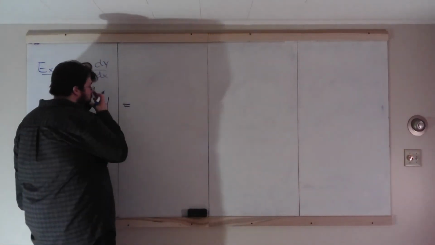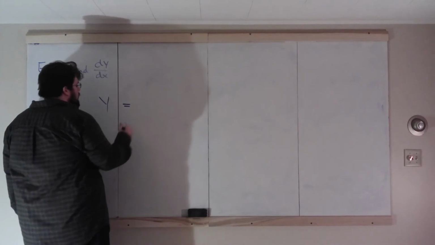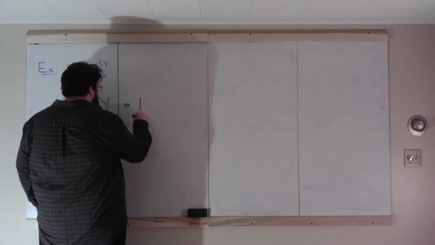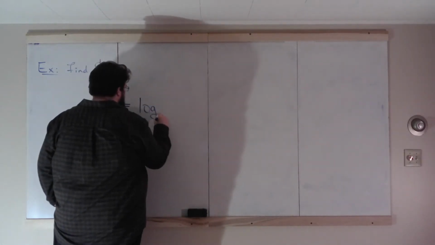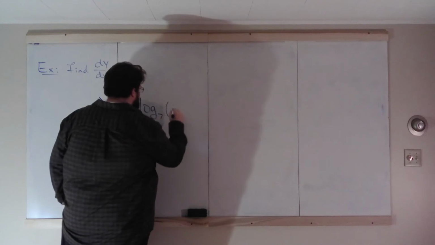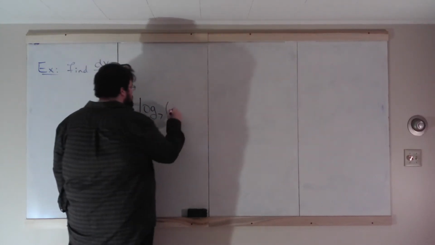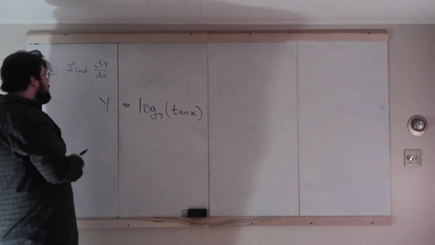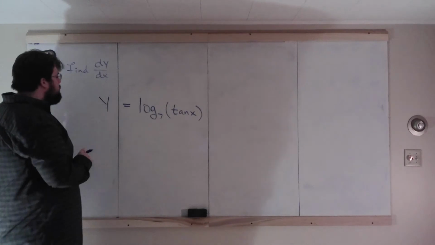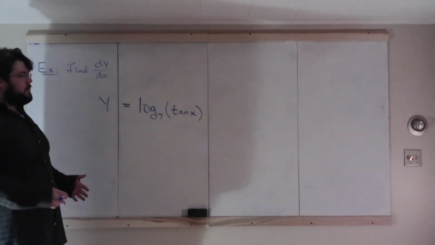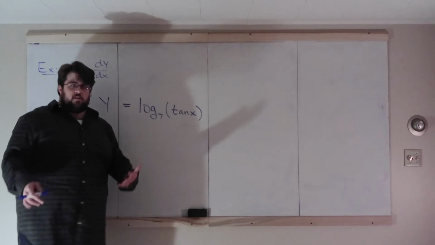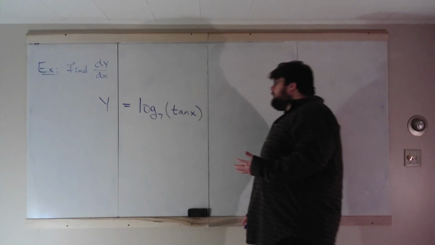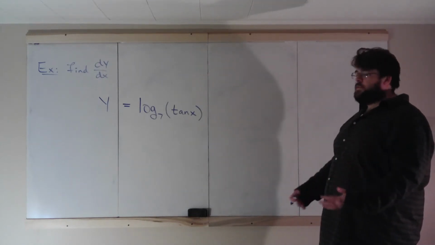Let's do a few more. How about one with a logarithm? We haven't done a logarithm yet. Let's do log base 7 of tangent of x. And let's not worry about simplifying anything right now. Log base 7 of tangent of x. This function is a logarithm function. We know how to take derivatives of logarithm functions. How do we take the derivative of a logarithm? Well, derivative of log x is 1 over x log base.